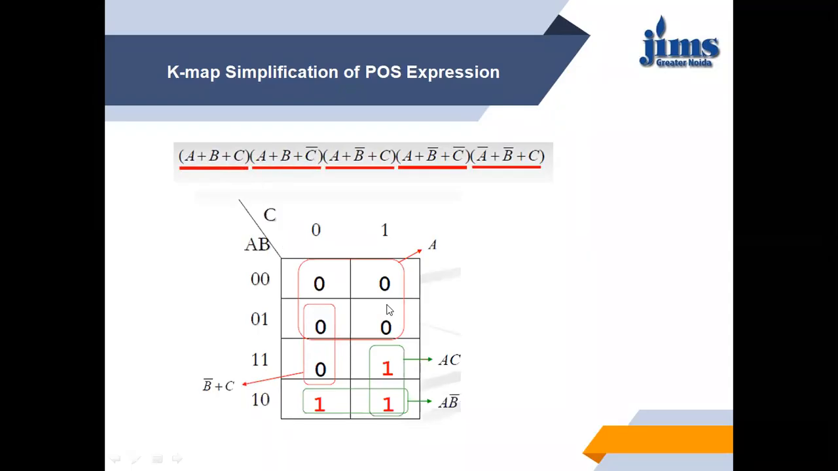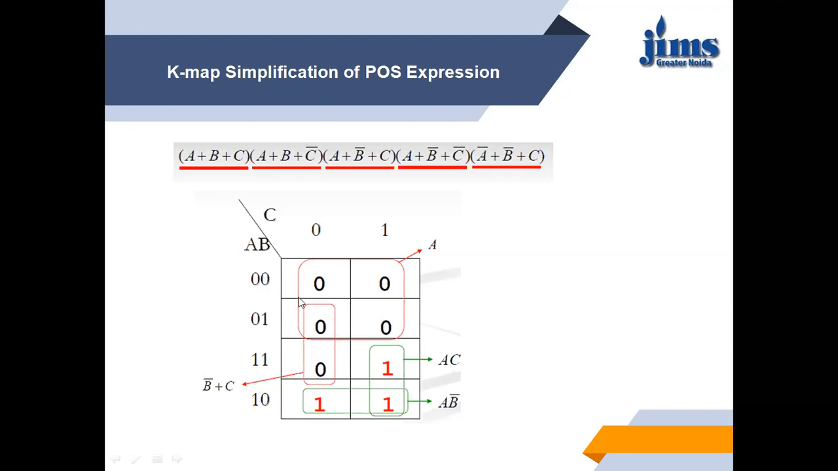A plus B plus C bar, so 0 0 1 is here. A plus B bar plus C, so 0 1 0 is here. A plus B bar plus C bar, so 0 1 1 is here, and we have A bar plus B bar plus C, that is 1 1 0. So these are the zeros. Now with this example I have just tried to explain that with the same K-map we can find out POS and SOP both. So whatever is left is the SOP.